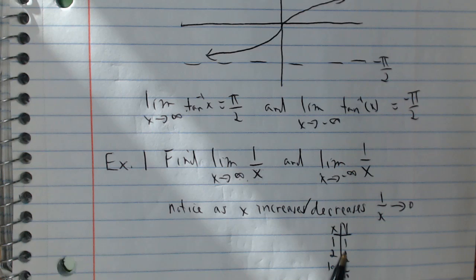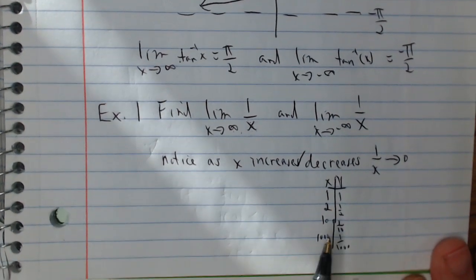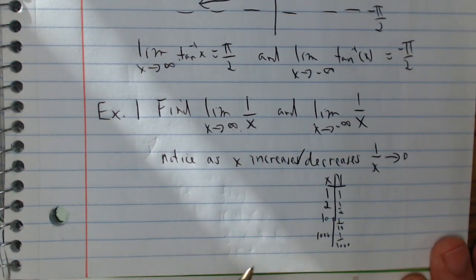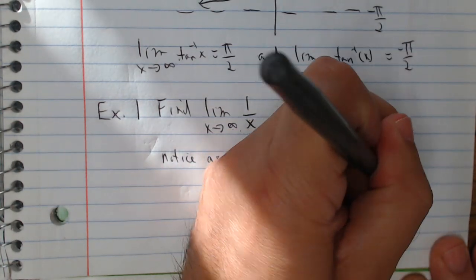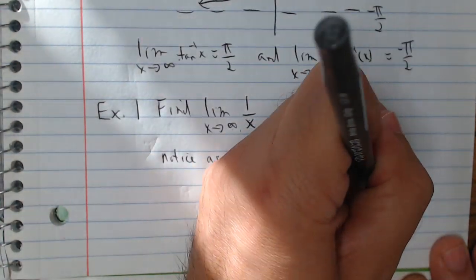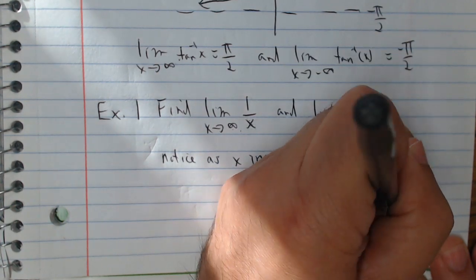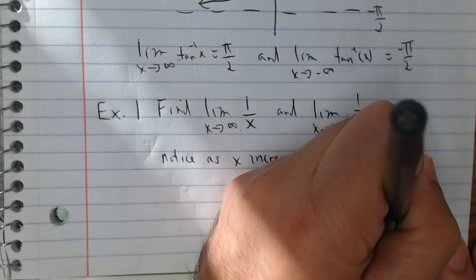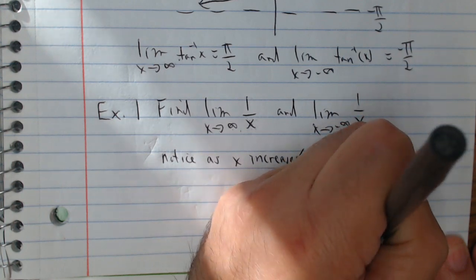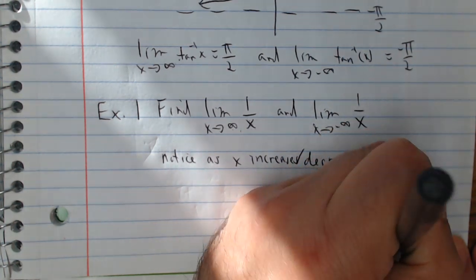And you could see what's happening to the y values as x goes to infinity. Now, what if I take x going to negative infinity? Like if I plug in -1, it's -1. If I plug in -5, it's -1/5. If I plug in -10, it's -1/10. If I plug in -1,000, it's -1 over 1,000.